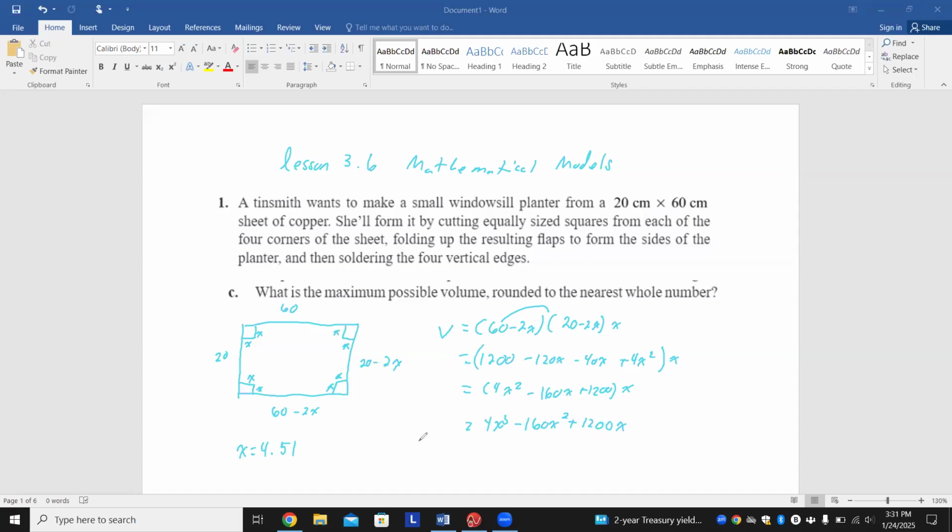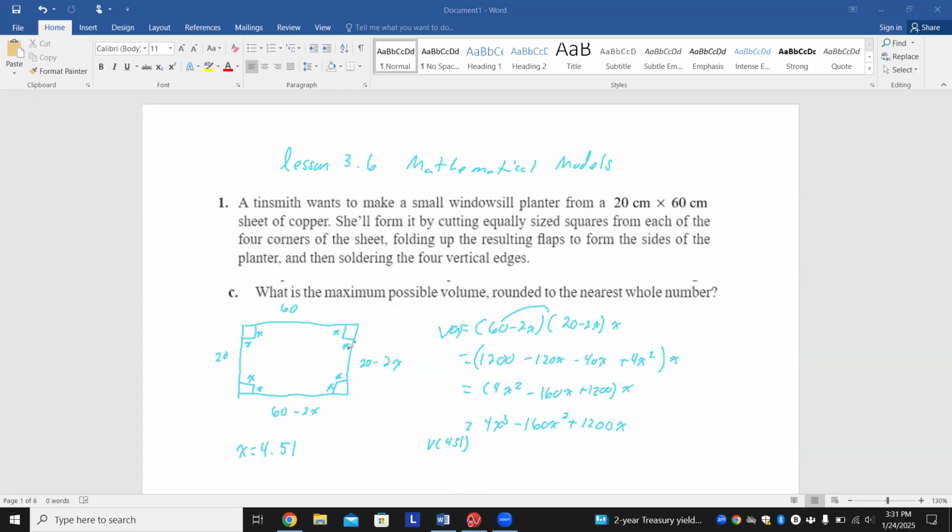All right, but if we say x is 4.51, then we'd plug this all in. So basically you can see this as V of x, and this will now become V of 4.51, and we can still use that calculator.